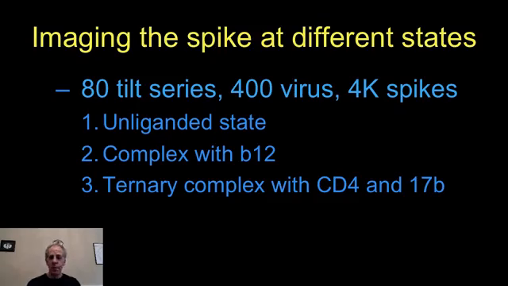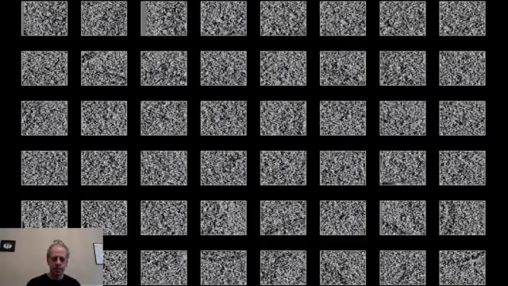And for the particular examples I'm going to show you, we have 400 viruses. From them we got 4,000 of these spikes and envelopes under different states, so what's called unligand, with a B12 complex, and with other complexes. So just different states. We want to concentrate on the image processing part.